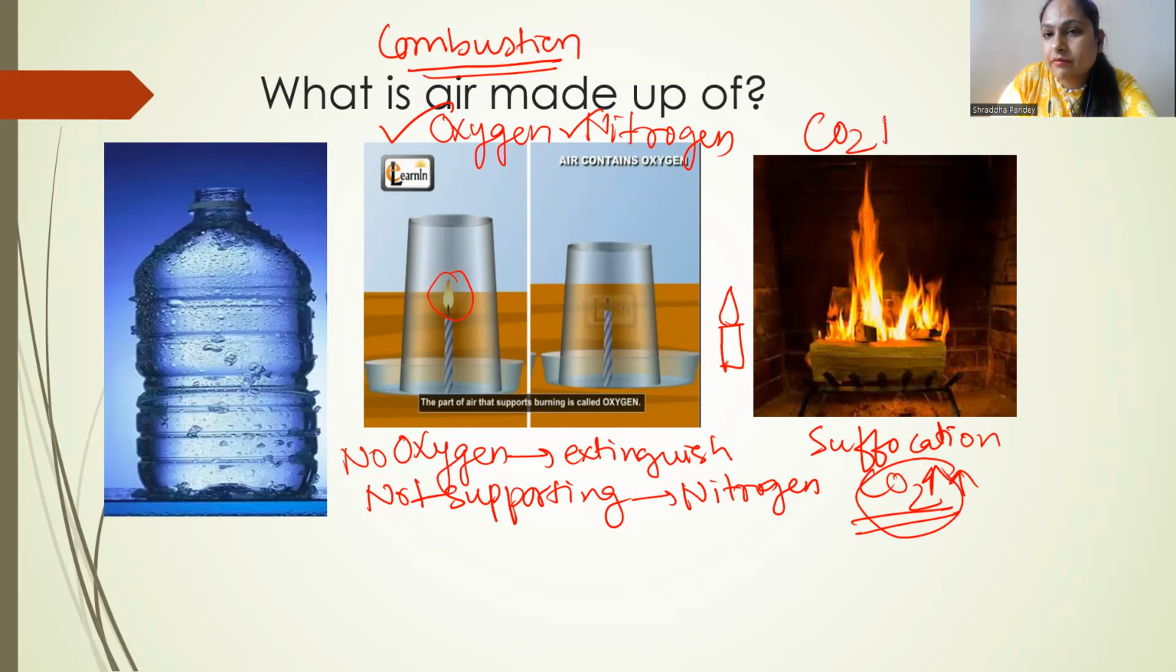So another substance which is present in air is carbon dioxide. It is also produced during respiration. We inhale oxygen and we exhale carbon dioxide. Not only humans, all animals and all plants exhale carbon dioxide during respiration. So the respiration process also contributes carbon dioxide to the air. And also the burning of any substance or fuel contributes to the presence of carbon dioxide in air.